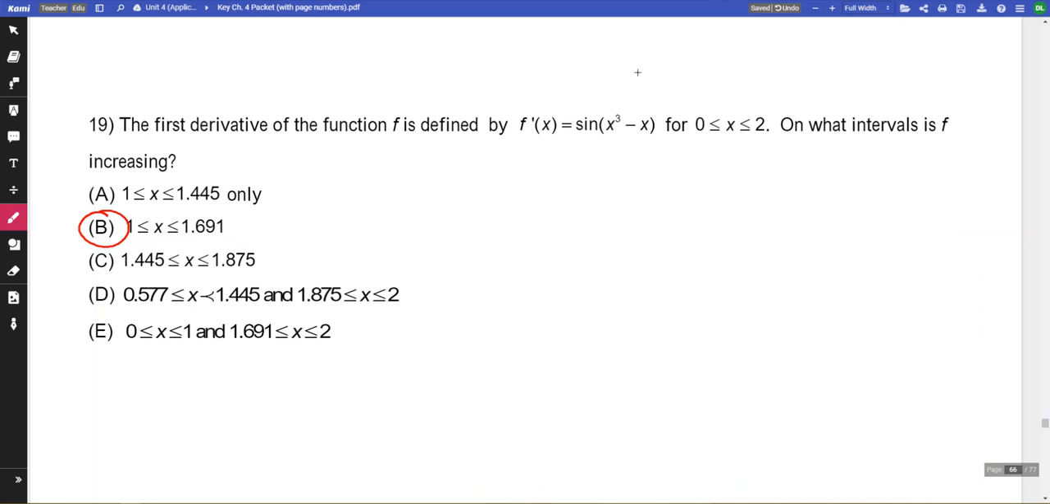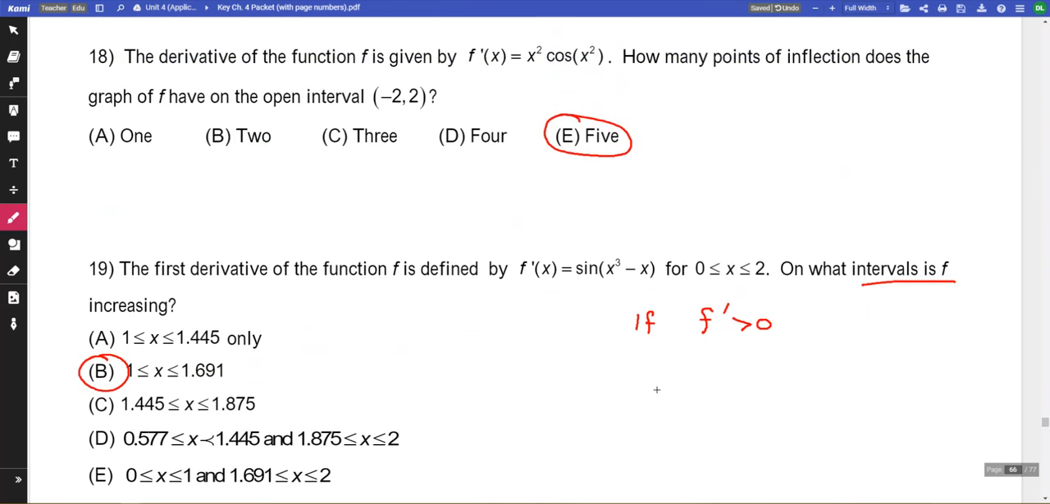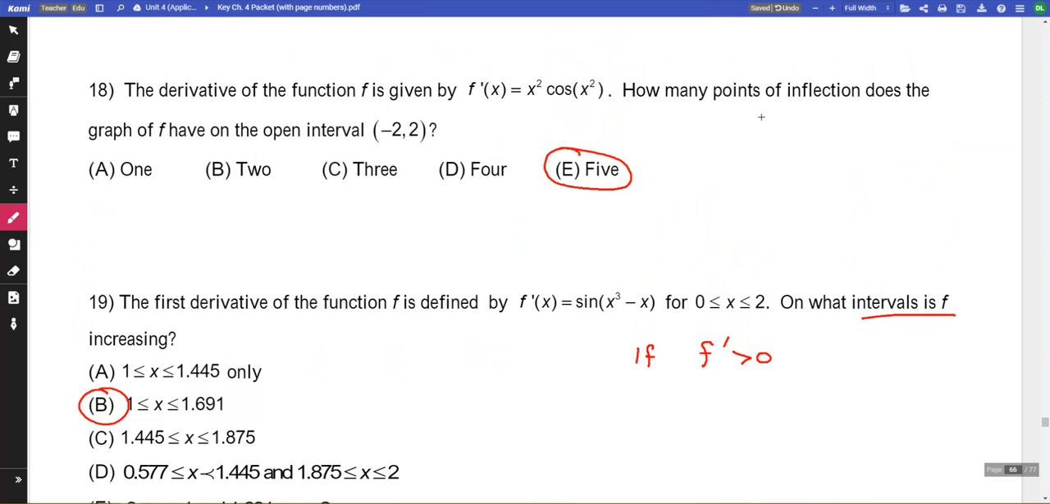Once again, first derivative: on what intervals is f increasing? That is going to be right if f prime is positive. So I'll go and try to find f prime positive. Right? How many points of inflection?